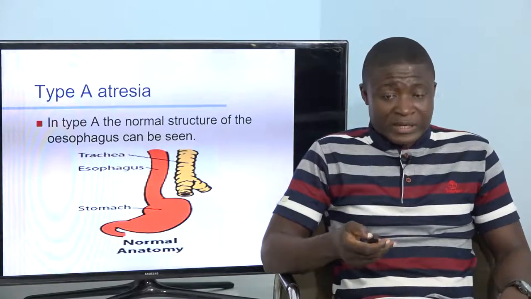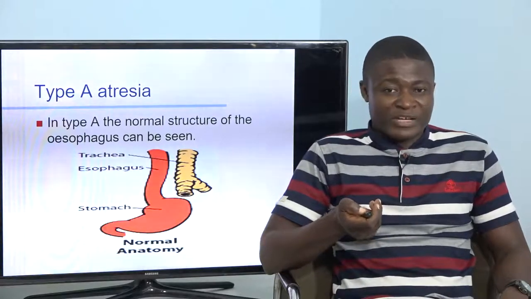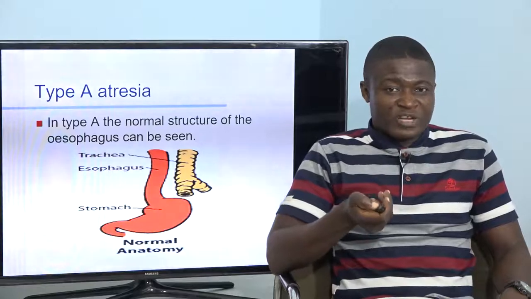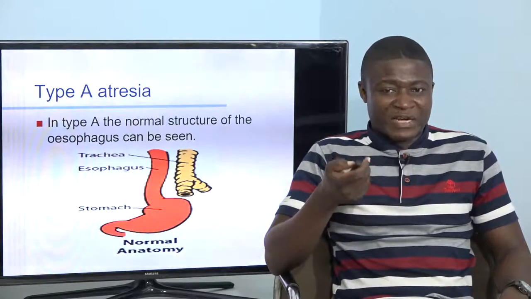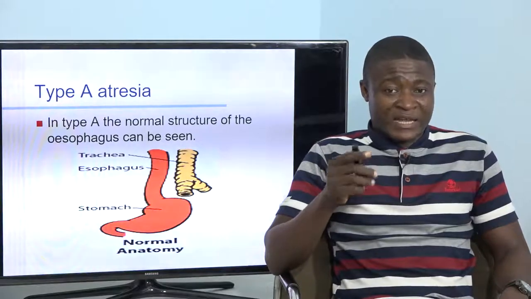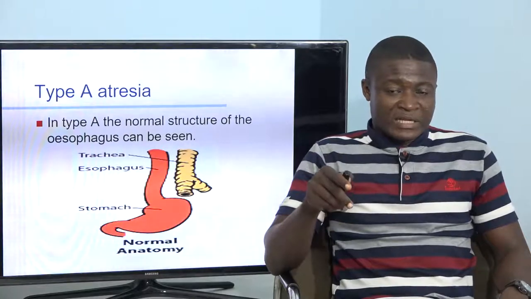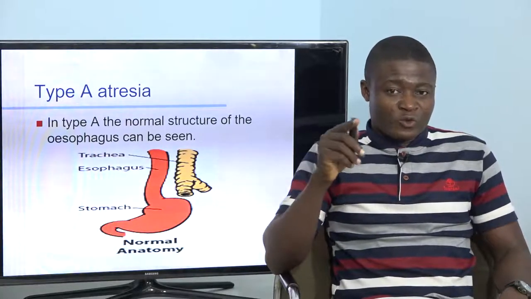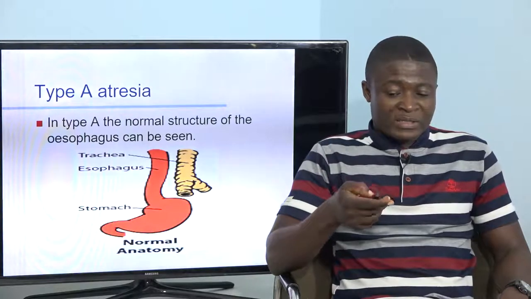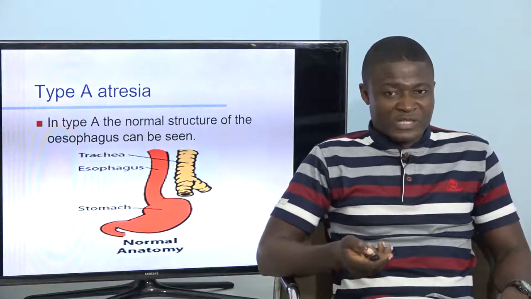The oesophagus is the brownish one. Is it pink? Brownish one that connects to the stomach. Whereas the one behind, which is tubular and circular in nature, like rings, that is the trachea for you. So this trachea is not linked. It is actually going to the lungs. Whereas the oesophagus also connects to the stomach. So this is how normally the anatomy of the oesophagus is supposed to look like.